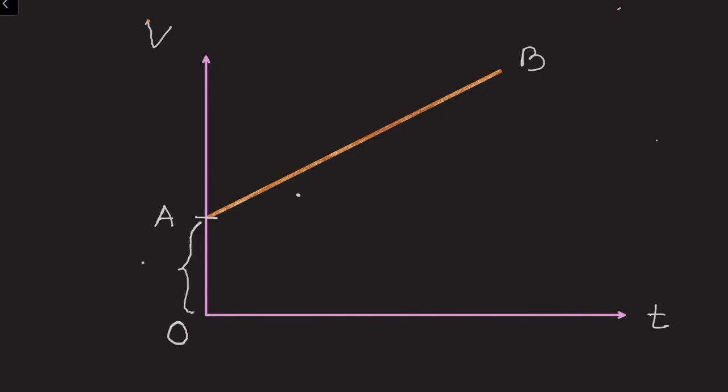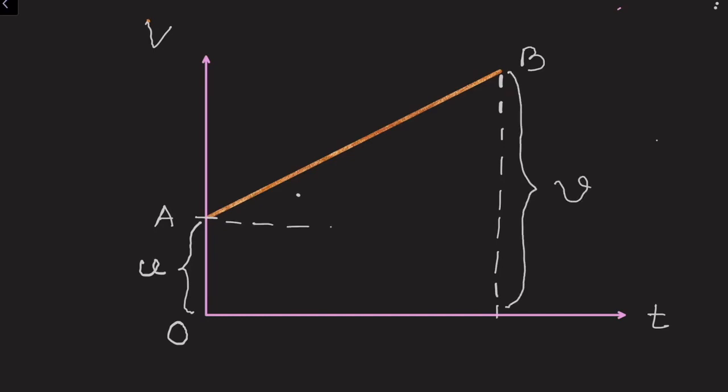I have drawn a graph. Let us name it A, B, and these are VT, velocity along y-axis, time along x-axis. Now let us mark origin to be O, and this is initial speed u. I am drawing a perpendicular to represent final velocity v. This represents angle theta, slope of the graph AB.